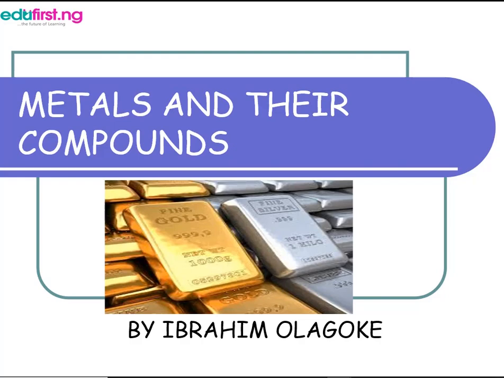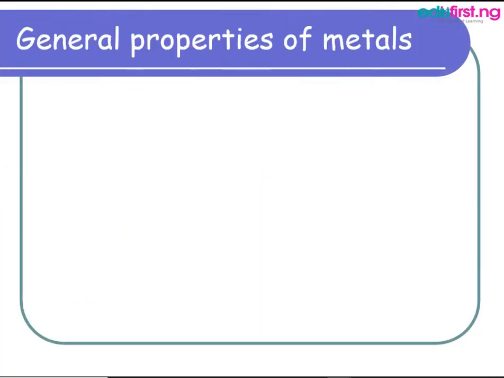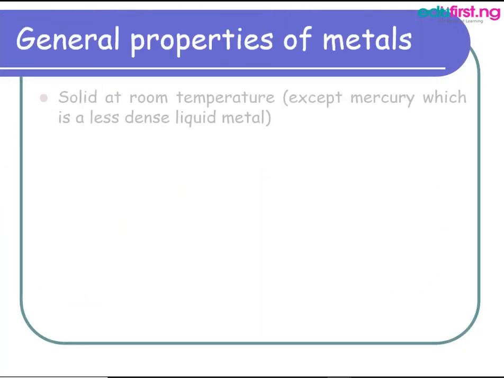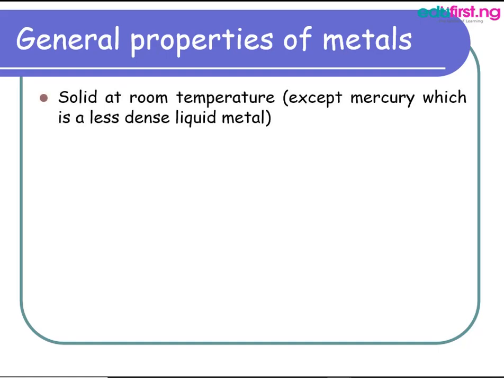Our topic for today is metals and their compounds, and I, Ibrahim Olawoke, will be taking you through this session. To begin with, let's talk about the general properties of metals. As we all know, metals are solid at room temperature, except mercury. So mercury is a liquid at room temperature, but all other metals are solid.